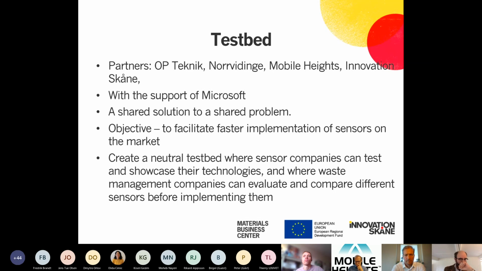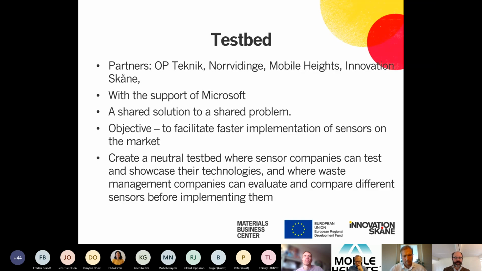So we decided that we're going to start a test bed. And you see here, the partners are Teknik, Fredrik will talk in a short bit, Svedin, that is a waste management company, Mobile Heights, and Innovation Skåne. And we're doing this project with the support of Microsoft.